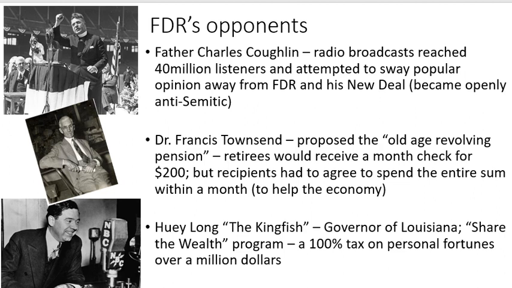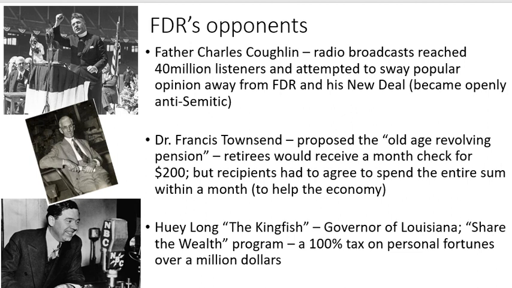Our other two guys, we have Dr. Townsend. He is coming up with this idea to help everybody by giving retirees a monthly check of $200. So everybody who's retired will get $200 a month, but they have to spend that $200. If they don't spend it all, the idea is that they would lose that money. And this is again what we talked about before, that idea of priming the pump. You have to have people spend money to get everything moving in the economy. This is not a horrible idea. However, this idea has a lot of aspects of socialism in it, and since we're still coming off of the Red Scare, we're wary about some of these ideas.